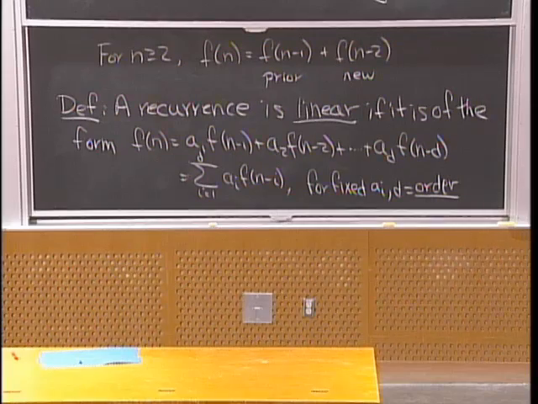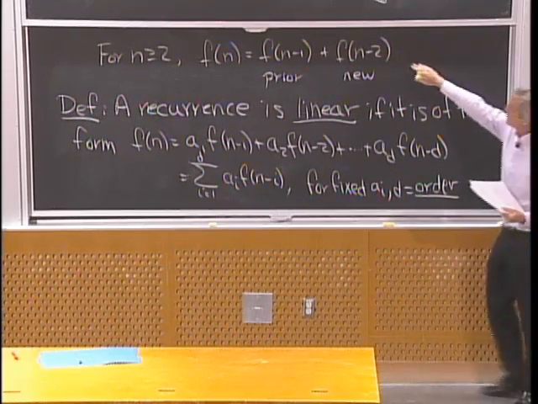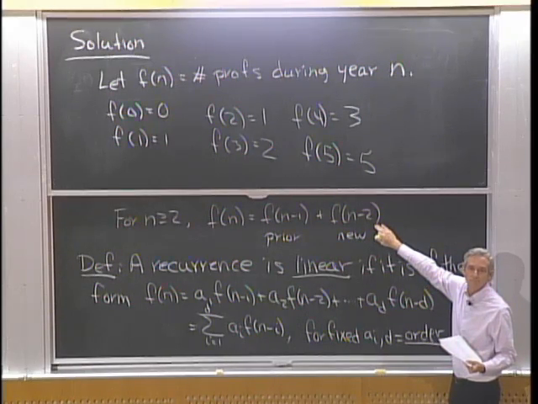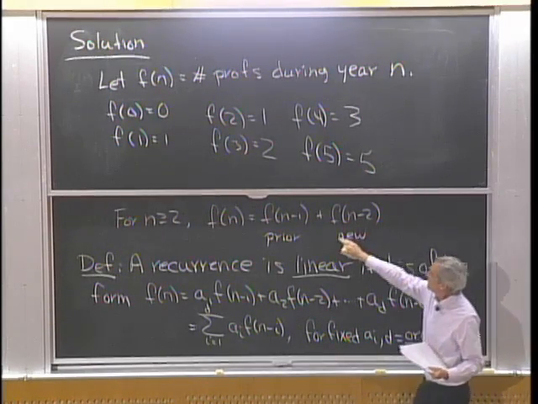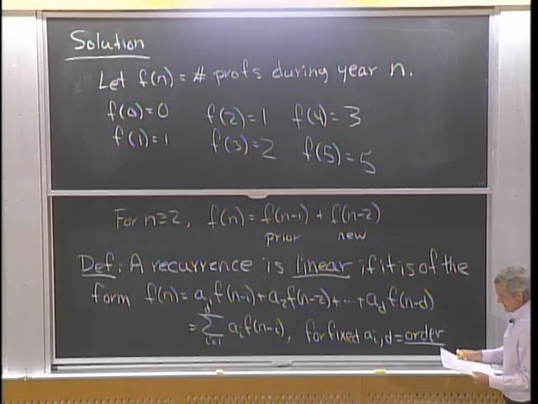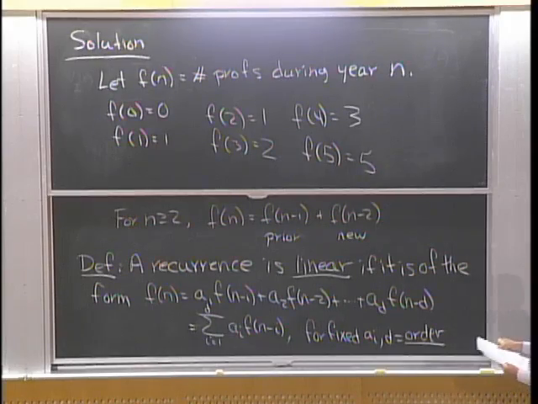Okay. And you can see, of course, that Fibonacci's recurrence is linear. What's its order? 2. And the coefficients, the a's, are just 1. So it's a simple linear recurrence. All right, so let's see how to solve it.